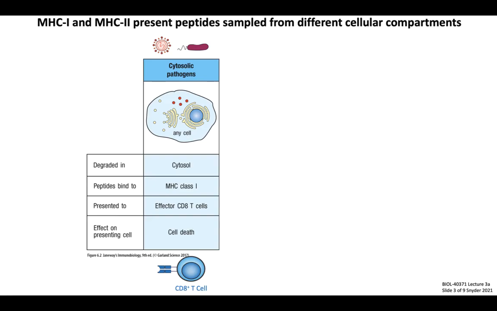MHC Class 1, which again is expressed by most somatic cells, can load pathogen-derived peptides that are sampled from the host cell cytosol. Again, MHC1 activates cytotoxic CD8 T cells, whose main effector function is to deploy cytotoxic mechanisms that kill the cell which is presenting antigen.